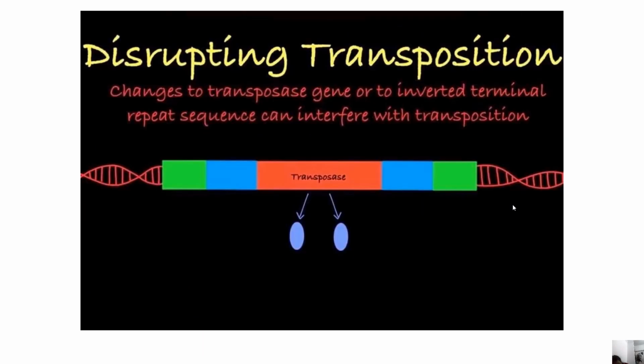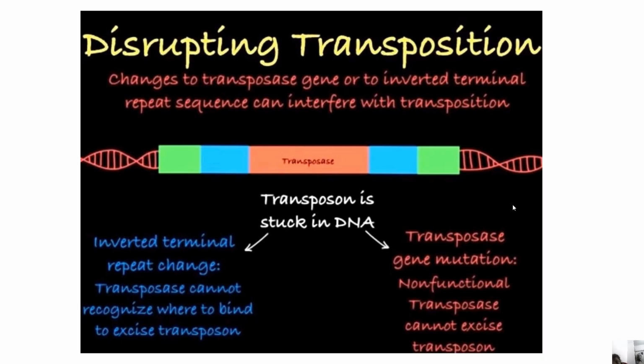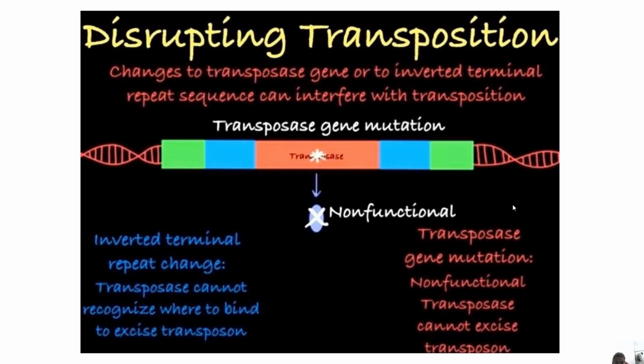So what is disrupting transposition? Changes to the transposase gene or the inverted terminal repeat sequence can interfere with transposition. With an inverted terminal repeat change, the transposase cannot recognize where to bind to excise the transposon. With a transposase gene mutation, a non-functional transposase cannot excise the transposon. The transposon is stuck in the DNA.